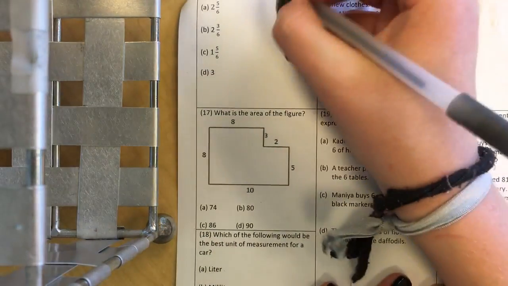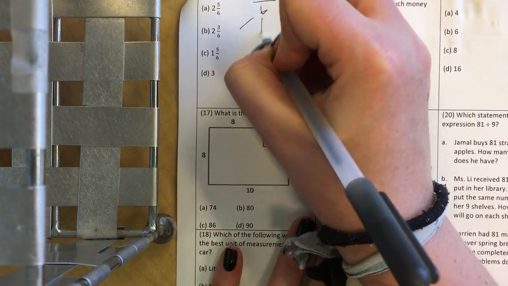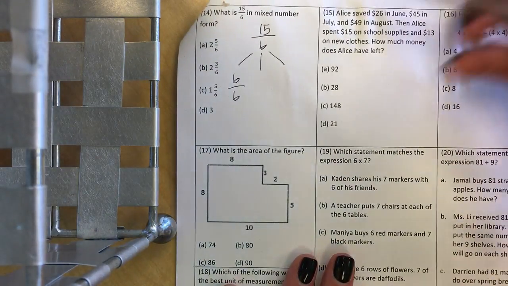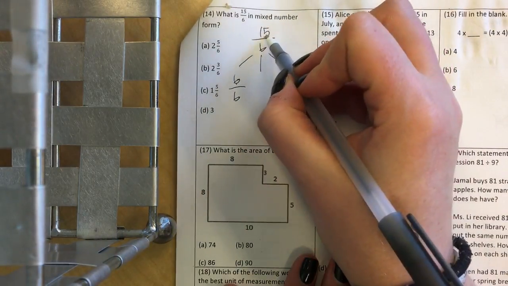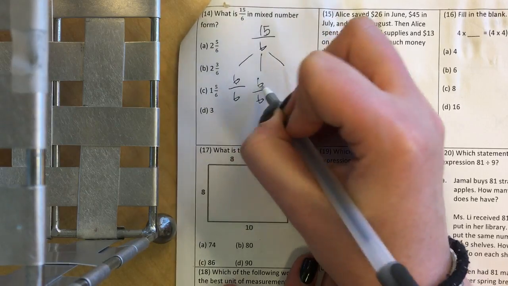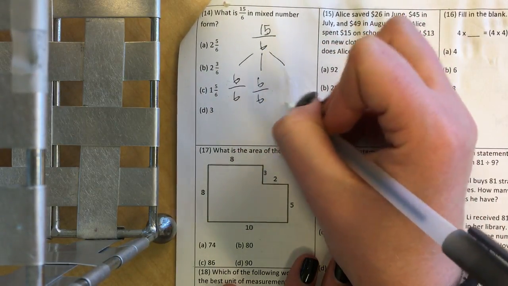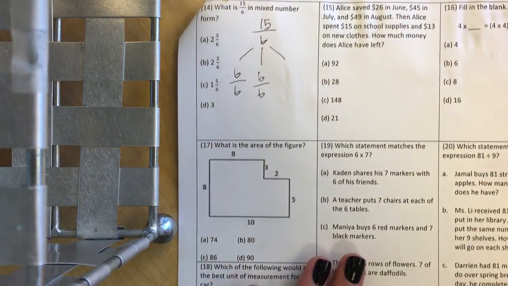Number 14, what is 15/6 as a mixed number? So we can break this down into wholes, and we can continue that until we don't have any left. So right now I have 6/6, but I can go up to 15/6. Now I have 12/6, but I can go up to 15/6. So I can have another fraction over here. I'm going to let you figure that out on your own.